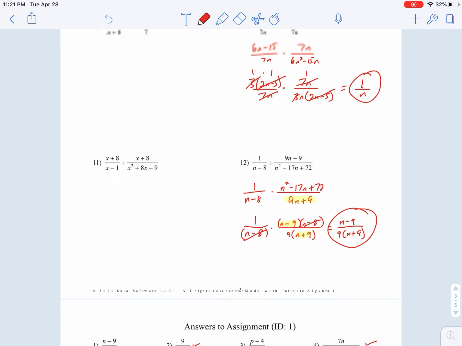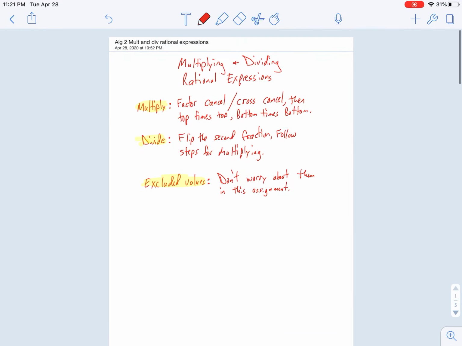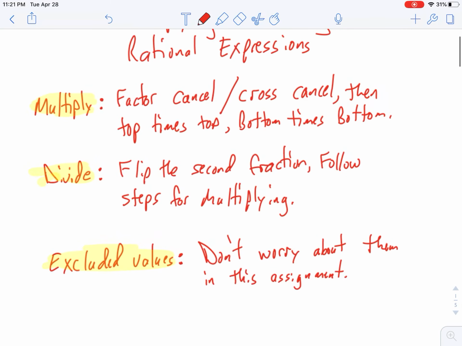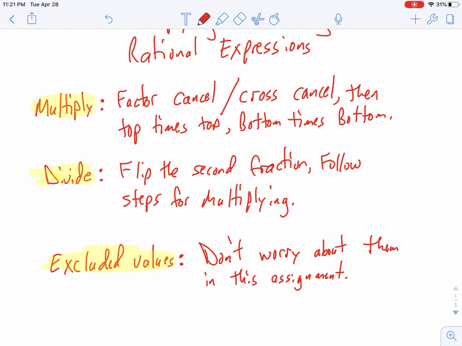Sorry. So the rules you follow for multiplying: factor everything. I should put a comma here. Factor, comma, cancel or cross cancel. Then do top times top, bottom times bottom. For divide, flip the second fraction over and then just treat it like a multiply problem. Do everything that you learned how to do up here.